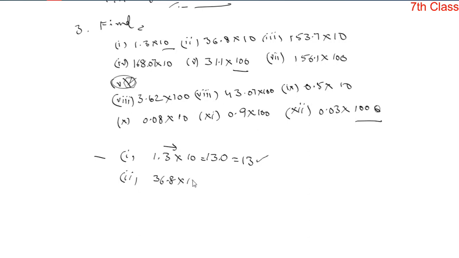36.8 into 10. Here also 1 digit is there, 1 0 is there. Towards right, move 1 digit. That means 368.0, which is 368.